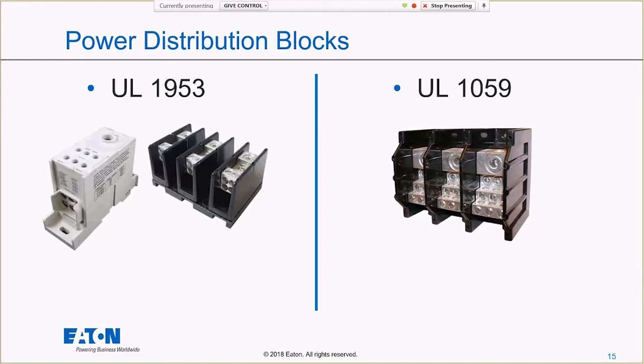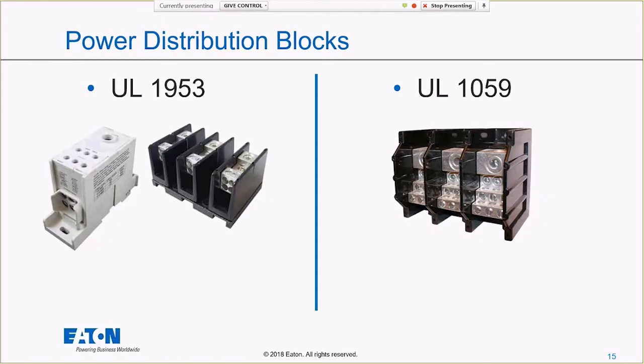So if you have a situation where you've got that main breaker or main fuse disconnect and then a power distribution block and then all your branches, you must have a UL 1953 power distribution block there. What is the difference between the UL 1953 and the 1059? It has to do with spacing. It doesn't have anything to do with finger safe or anything like that. It has to do with the spacing, the distance between the phases.